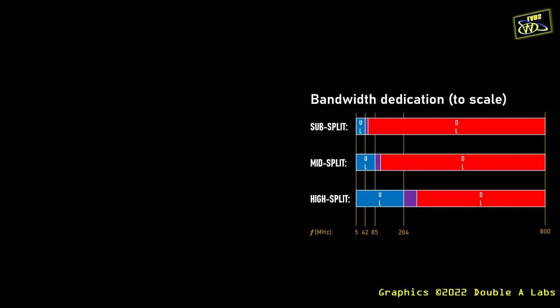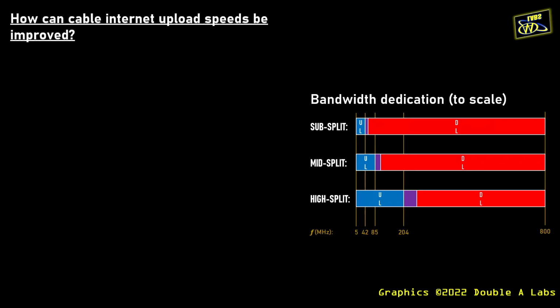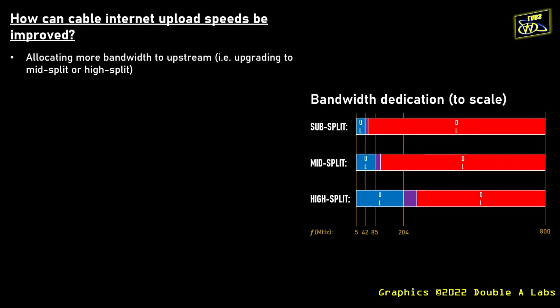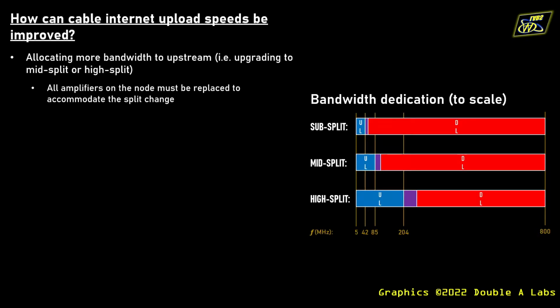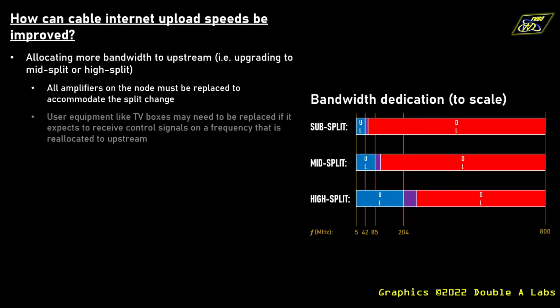So, how can cable internet upload speeds be improved? Well, cable operators can allocate more bandwidth to upstream, that is, by upgrading to mid-split or high-split, but this can be costly as all amplifiers on the node need to be replaced to accommodate the split change. Additionally, user equipment like TV boxes may need to be replaced if it expects to receive control signals on a frequency that is reallocated to upstream. I believe this is an issue if Comcast wanted to upgrade nodes to high split.